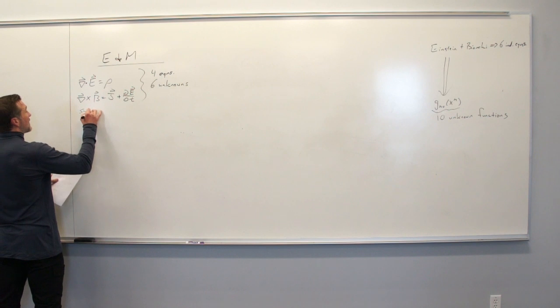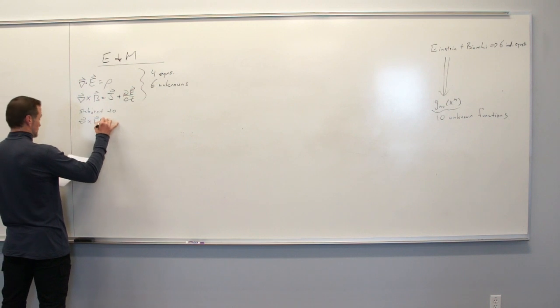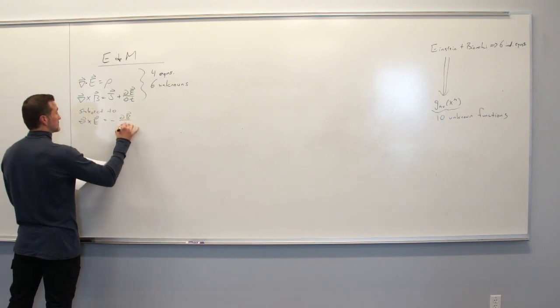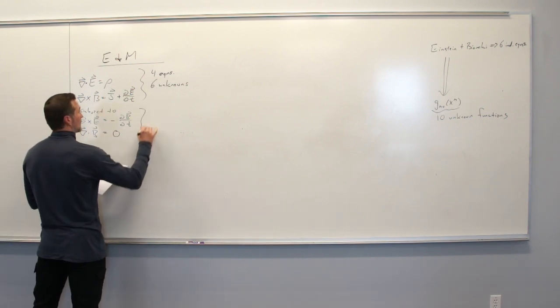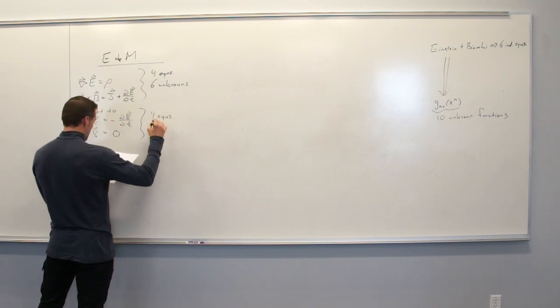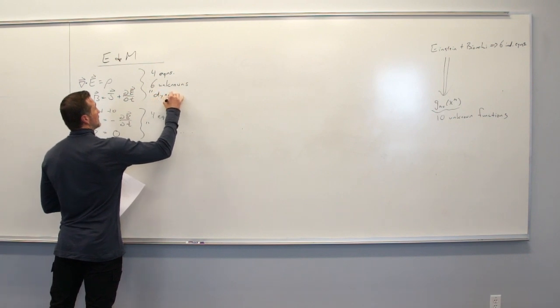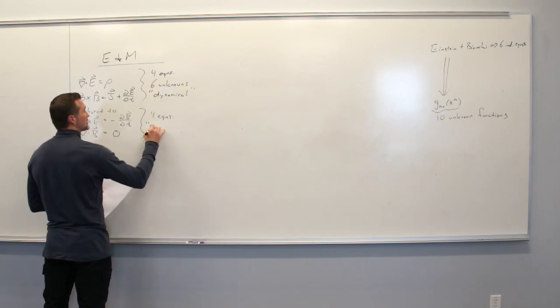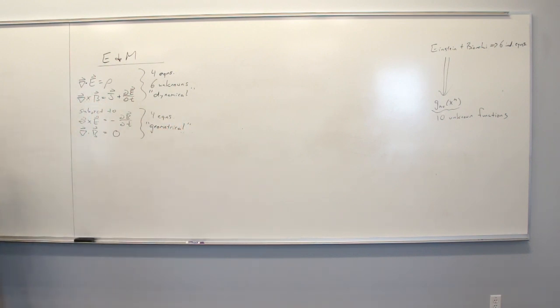But then we also have the other half of Maxwell's equations, which represent 4 more equations. And these are geometrical equations. They do not come from any kind of action principle. These are not the Euler-Lagrange equations of motion for the electromagnetic field. These are analogous to the Bianchi identity in general relativity.